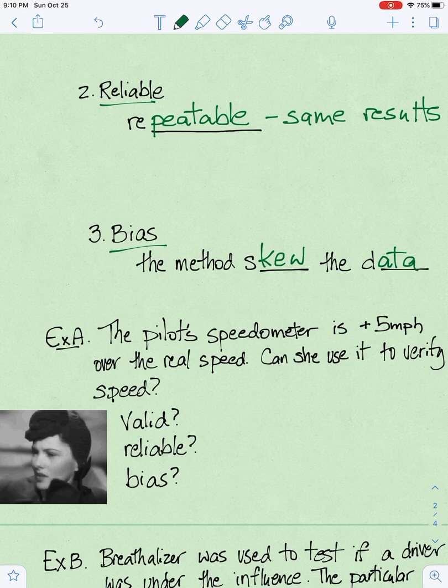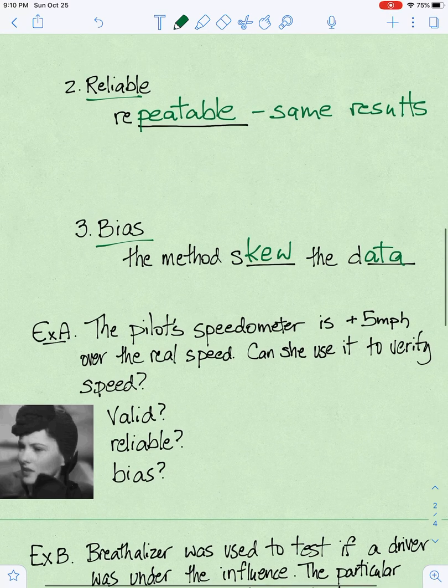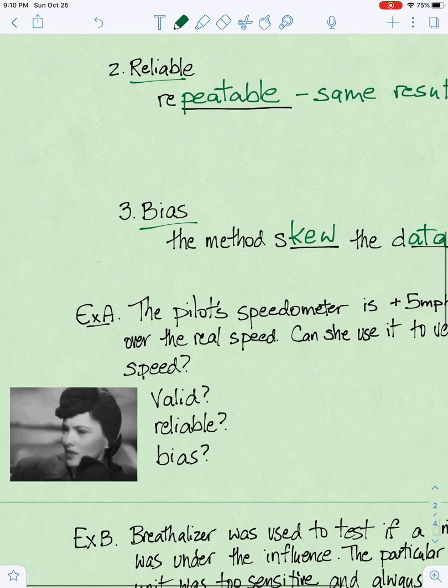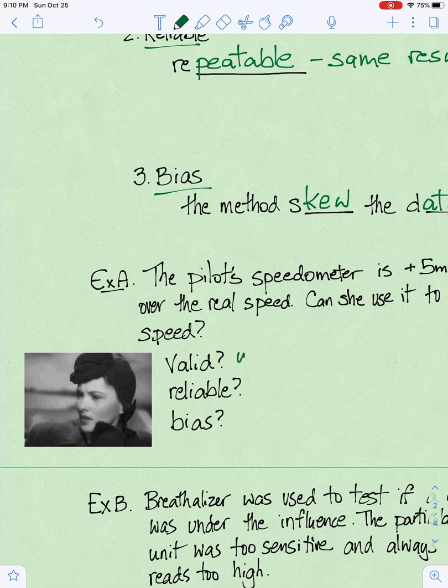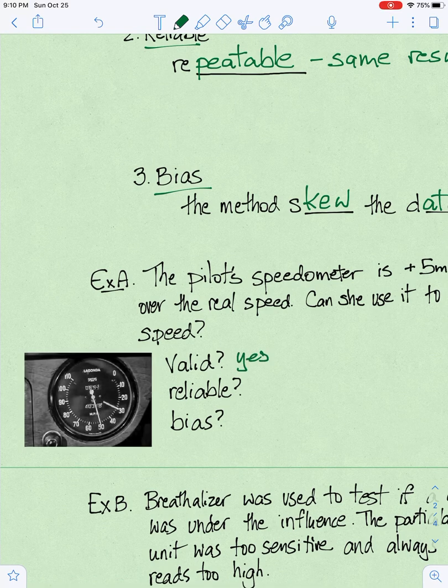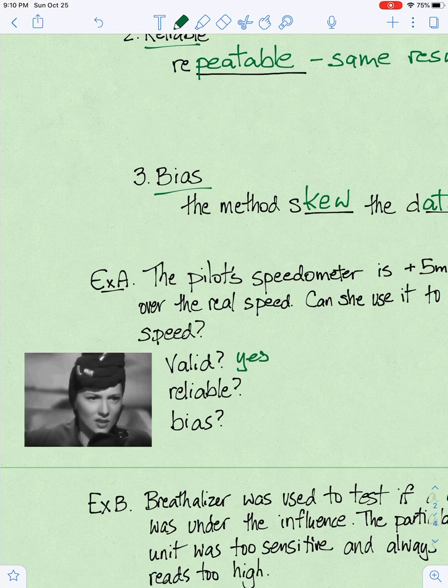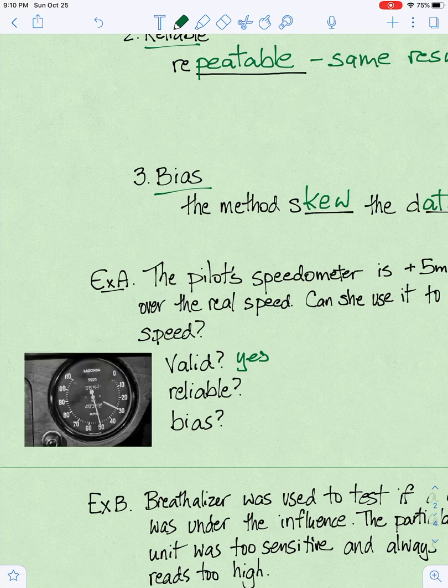Now let's look at a few examples. The pilot's speedometer is 55 miles per hour over the real speed. Can she use it to verify her speed? Number one, is it valid? So we would have to say yes. Why? Because it's a speedometer and it's gathering the speed. So yes, it is the valid tool.